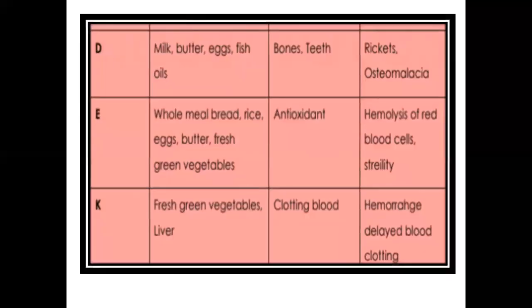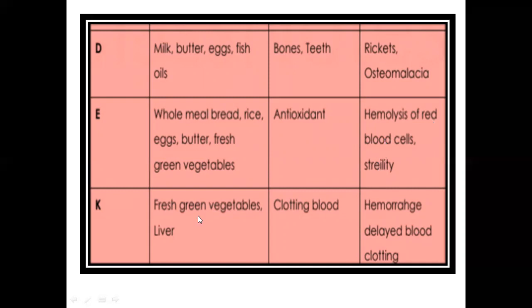Then vitamin D is present in milk, butter, eggs, fish, and oil, and all of you know that vitamin D is essential for bones and teeth. Deficiency of vitamin D in children causes rickets, and in grown-ups it causes osteomalacia. Then vitamin E is present in whole meal bread, rice, eggs, butter, fresh green vegetables, and it is an antioxidant. Deficiency of this vitamin may cause hemolysis of red blood cells and also sterility. Hemolysis means red blood cells break down.